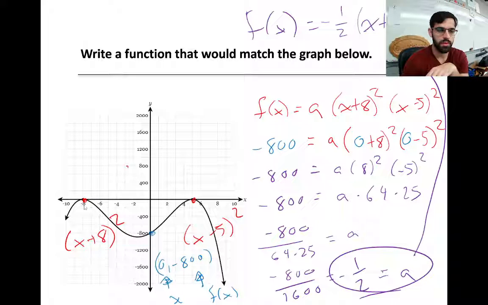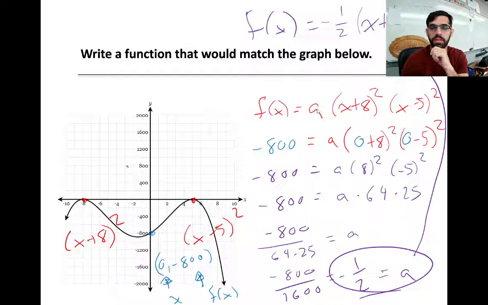Because -8 is a root, x + 8 is going to be a factor. And because it kisses and doesn't cross the x-axis at that point, it's going to have a multiplicity of 2. So (x + 8) squared is going to be one factor. Similarly, because +5 is a root, x - 5 is going to be a factor. And because it kisses the x-axis at that point, we're going to have a multiplicity of 2. So (x - 5) squared is another factor.